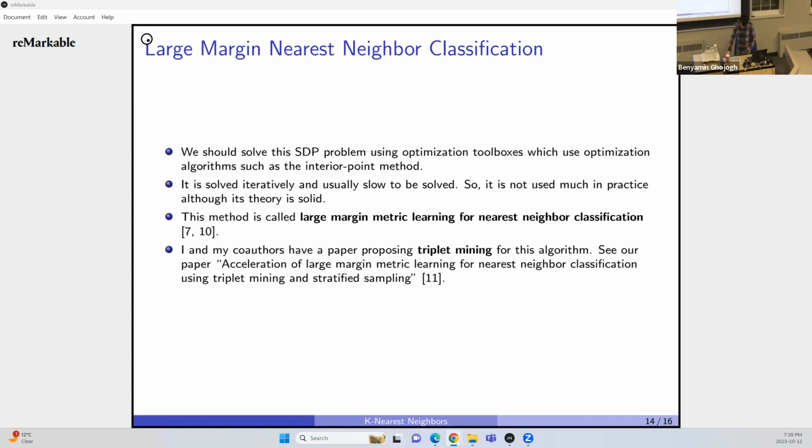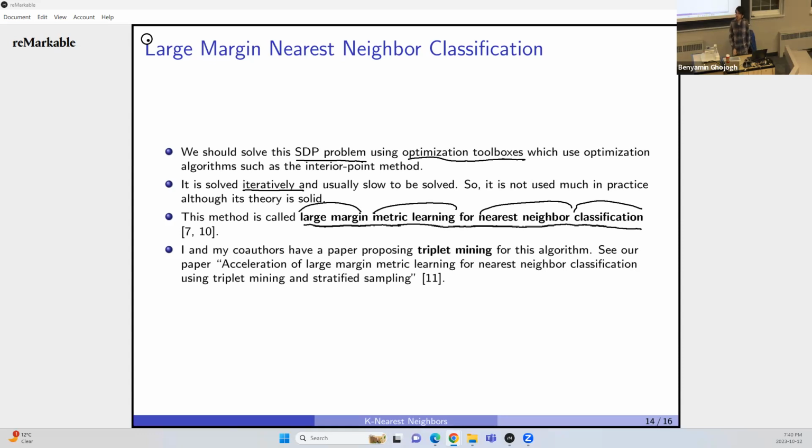So we should solve this problem using SDP, or semi-definite programming, with optimization toolboxes, and it is usually slow because it is iterative. This method is called large margin metric learning for nearest neighbor classification. I think it's obvious why. First off, it's classification, I'm using class labels. It's nearest neighbors because I'm using k nearest neighbors. And it's metric learning because we are using the generalized Mahalanobis distance.